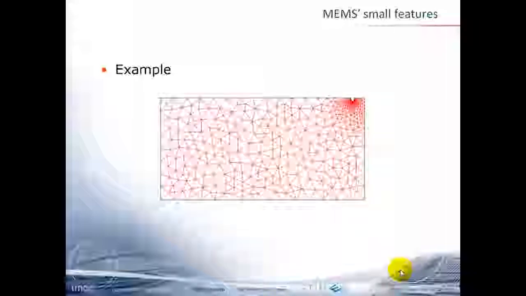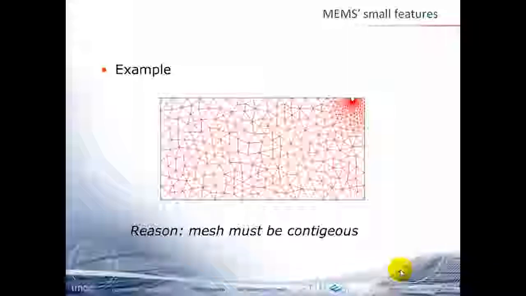Of course, I can also mesh with these triangles, and then you see that I can have a homogeneous mesh, going from small to large, with a representation of the small thing. But you see again that it gives rise to an enormously larger number of elements, which has an effect on the simulation time. The reason is that the mesh must be contiguous.